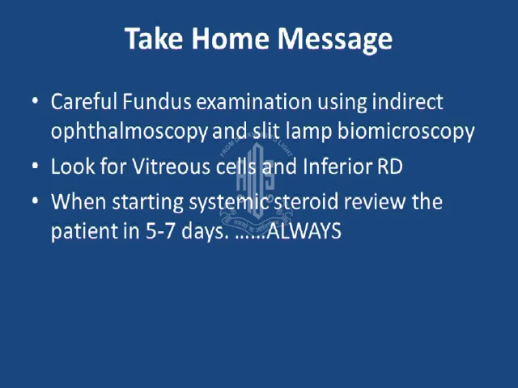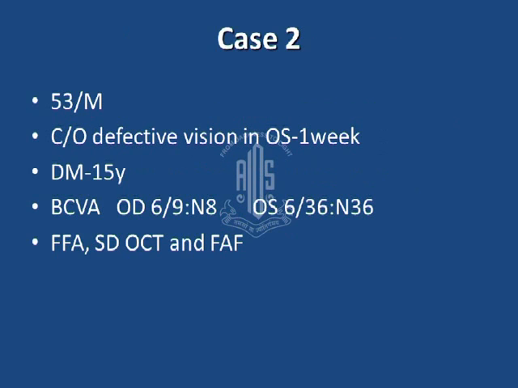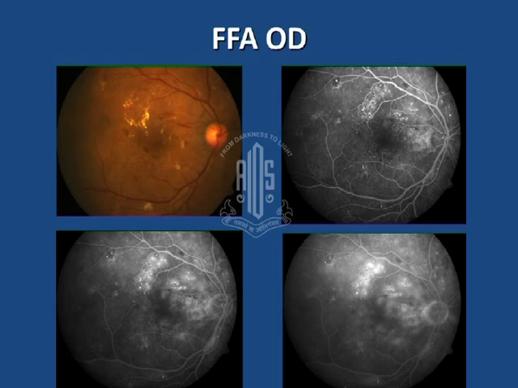So now coming to case 2. This is a 53-year-old man, defective vision of left eye of 1 week duration, and he is a diabetic. Visual acuity was 6/9 and 6/36, right eye, left eye. So this is the fundus photo and fluorescein angiogram. This is the right eye. This is a CSME case where there are NPDR changes. Fluorescein angiography shows leaking microaneurysms, and typical NPDR with CSME.